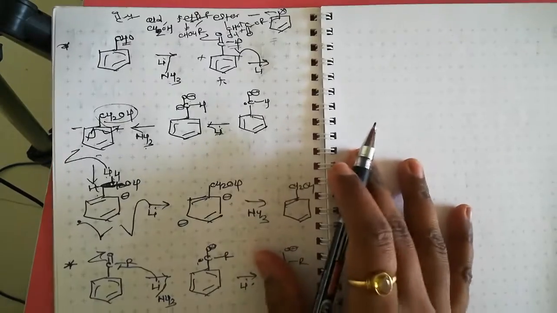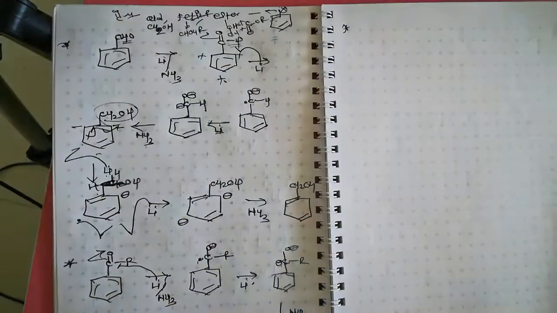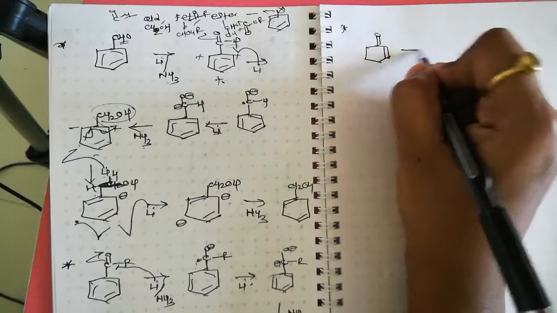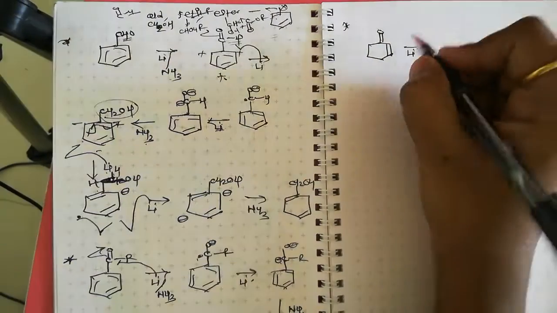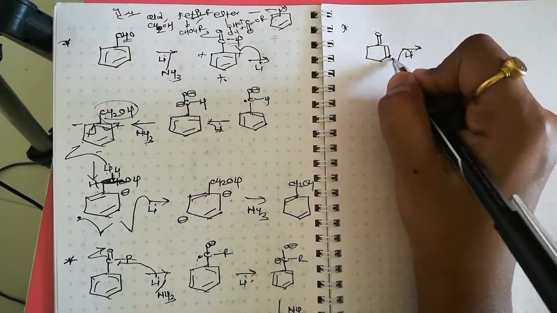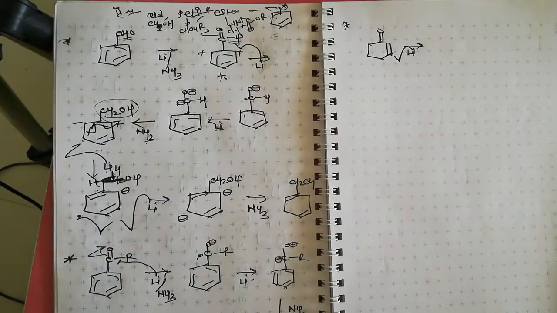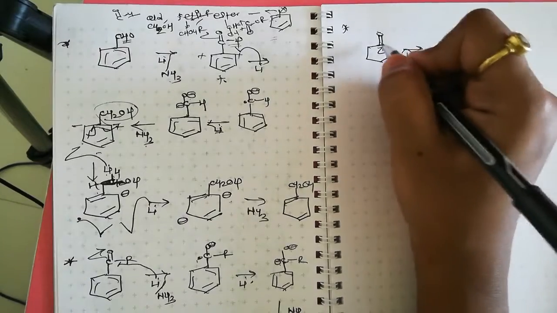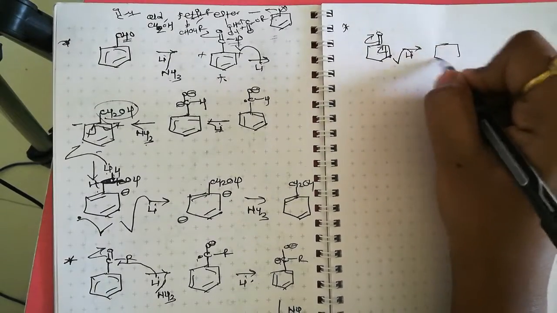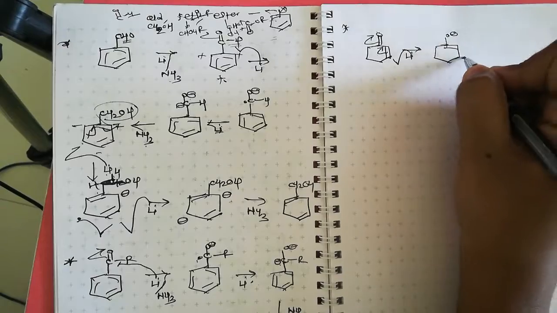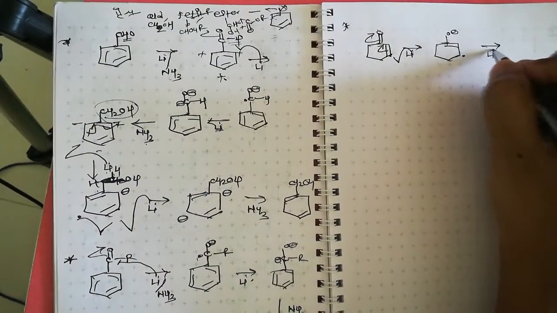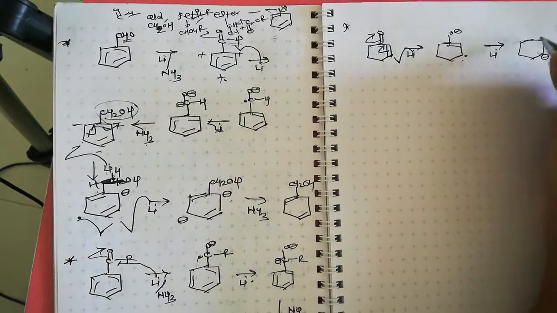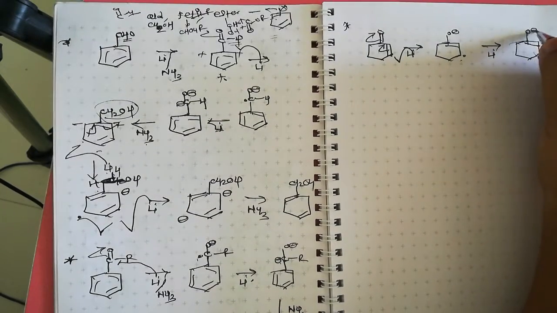Next example is if there is an alpha beta unsaturated system. Here the lithium transfers its electron to this carbon. Why? Because this carbon is very electron deficient. This bond transfers its electron here, and here we get O minus, and here is the radical. Again lithium transfers its electron to this radical, we get here minus, and here we get O minus.